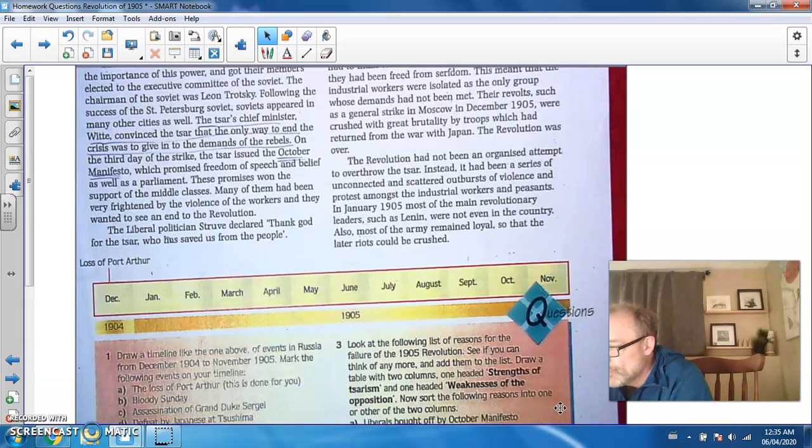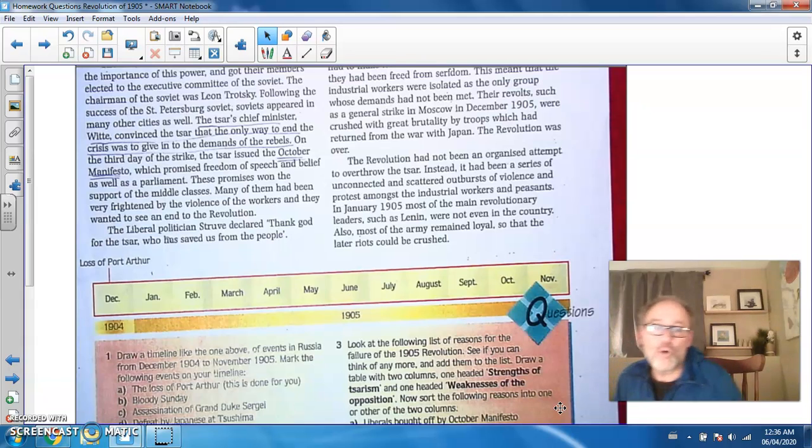In addition, look at the following list of reasons for the failure of the 1905 revolution. You're going to make 2 columns, strengths of the Tsarism and weaknesses of the opposition, and then sort these items there. And then finally, look at your completed table and explain in a couple of sentences whether you feel it's true to say that the failure of the 1905 revolution was due to the strength of the Tsarist government. So that's the homework and the other materials for the 1905 revolution.